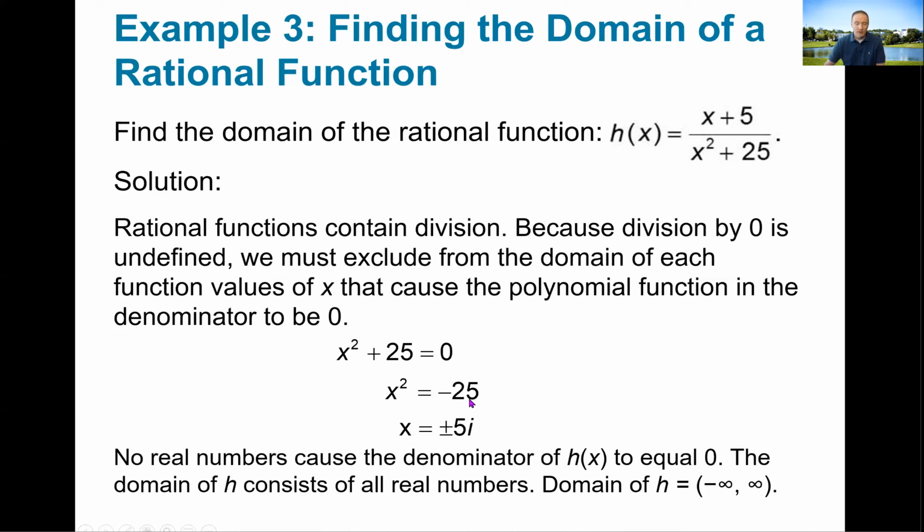and you get that x squared is equal to negative 25. Now, when you try to solve, you can say, well, that's going to be the positive or negative square root of negative 25, which are plus or minus 5i. So the only values of x that would cause the denominator to equal zero and cause an exclusion to the domain are imaginary numbers. So you say there are no real number restrictions. This function exists for all real numbers. Thus we have our domain from negative infinity to infinity.